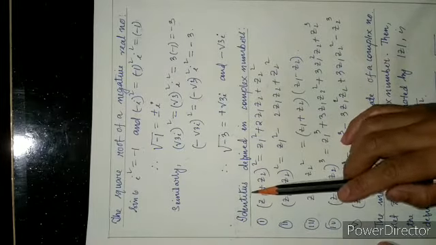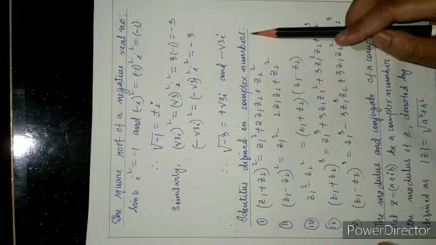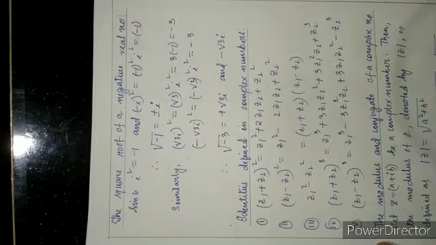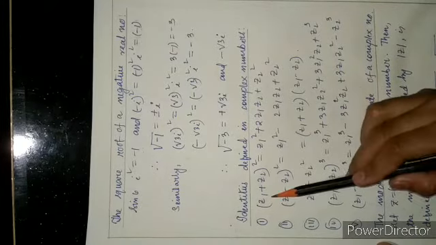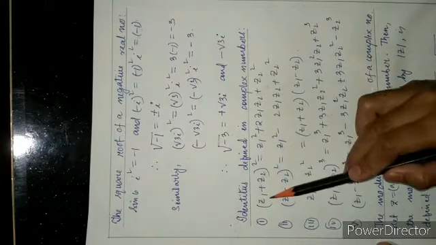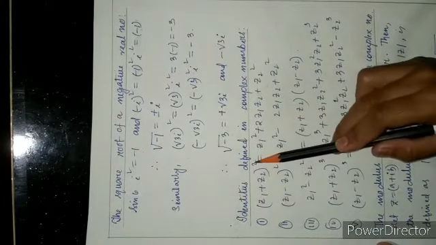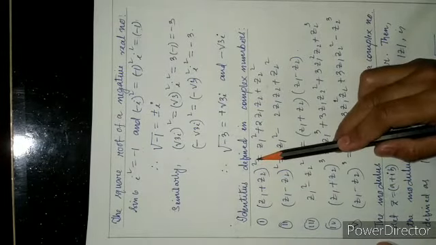Next topic is identities defined in complex numbers. For any two complex numbers z1 and z2, number 1, z1 plus z2 whole square means a plus b whole square.